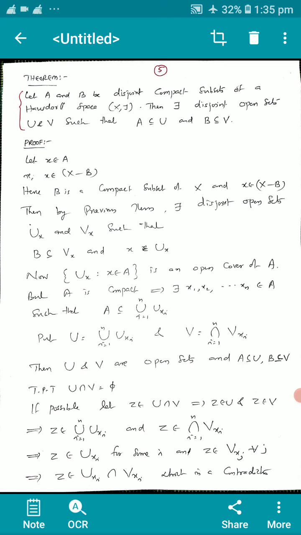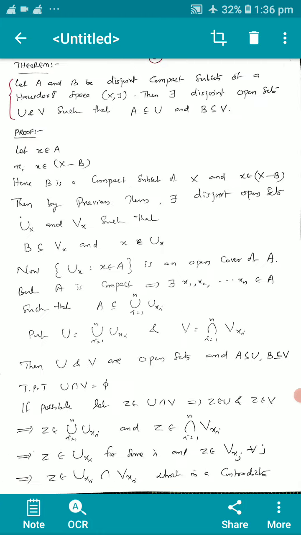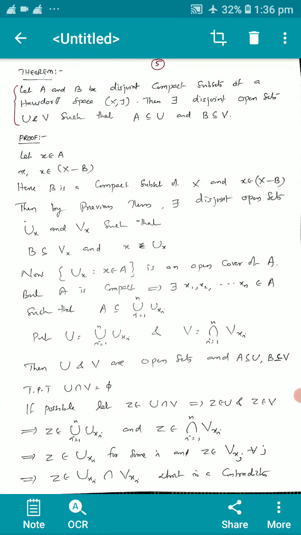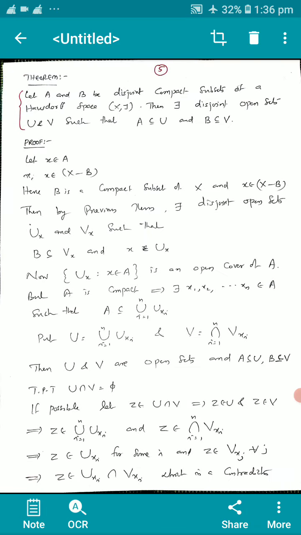Put U equal to union Uxi, i varies from 1 to n, and V equal to intersection Vxi, i varies from 1 to n, just like what we have done in the previous theorem. Then U and V are open sets, and A is a subset of or equal to U, B is a subset of or equal to V.